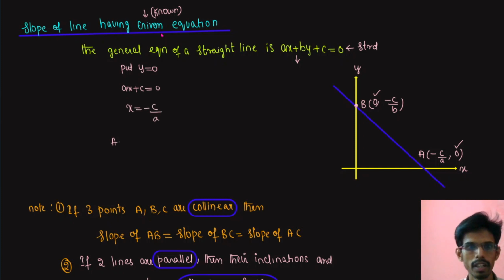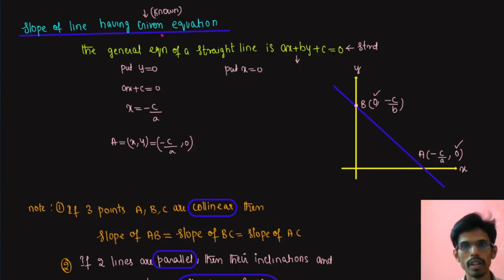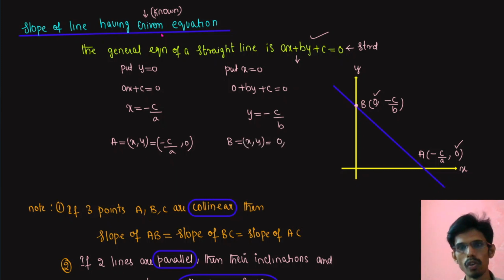So the point will be x comma y. The x value we got is minus c by a, and y value we put 0 because on the x-axis y will be 0. Similarly, put x equal to 0 in this equation, I will get 0 plus by plus c equals 0. So y value will be minus c by b. The point we get is x comma y, x we put 0, y we got minus c by b. So with this we got 2 points.